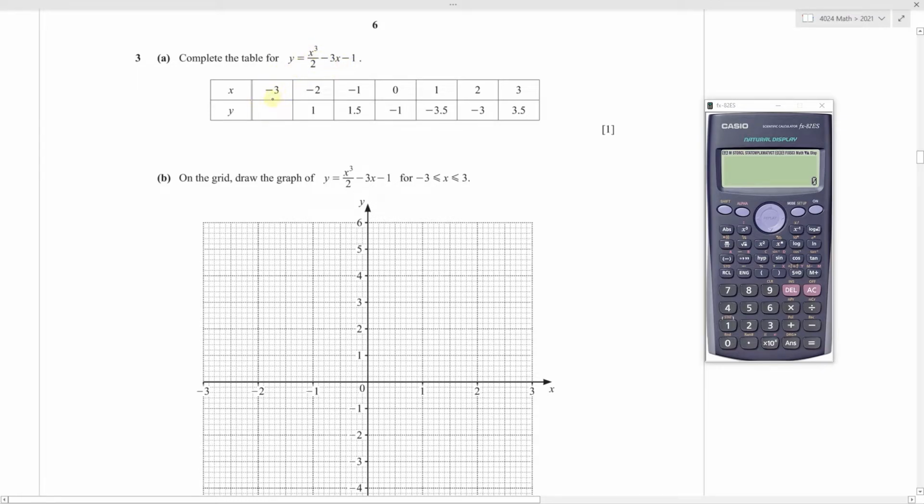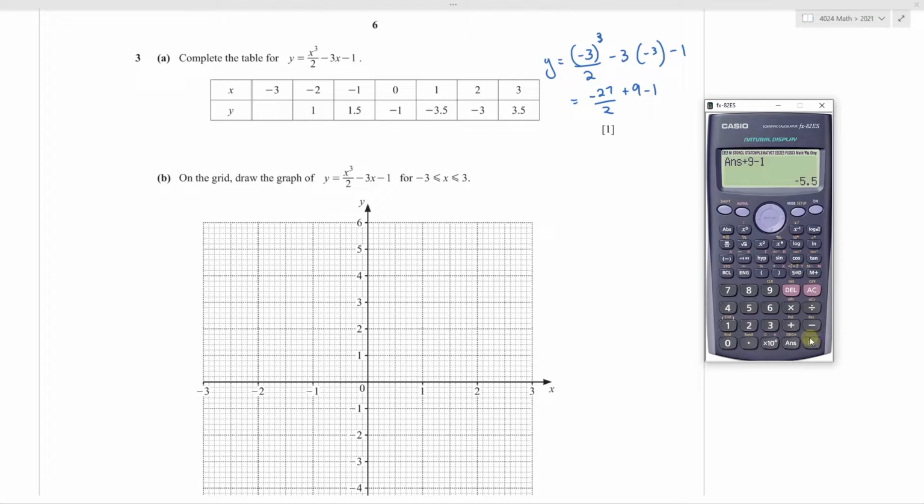Question number 3, part A, complete the table for y equals x cubed over 2 minus 3x minus 1. So the missing value is when x equals minus 3. So let's substitute x equals minus 3 here. Minus 3 to the power 3 divided by 2 minus 3 times minus 3 minus 1. So this will be, 3 nines are 27, minus 27 over 2. This will become plus 9 minus 1. So minus 27 divided by 2 plus 9 minus 1 is minus 5.5.